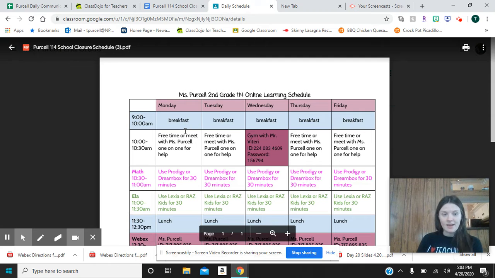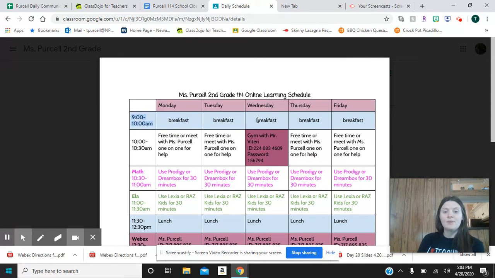Especially on Wednesday, your child should be waking up around 9 o'clock. That's where they should eat breakfast, brush their teeth, get dressed, and just get ready for the day. Because on Wednesday, they meet with Mr. Viteri at 10. Now, other days, if they want to wake up a little bit later, that's fine. But just make sure that they've eaten breakfast and are dressed and ready by 10.